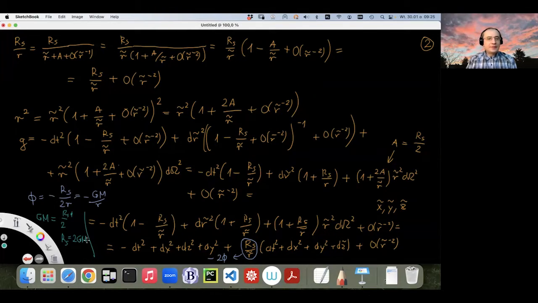The bottom line is that the Schwarzschild metric at very large distances behaves like flat spacetime plus a Newtonian perturbation from a central massive body m, and there's a relation between m and the Schwarzschild radius.